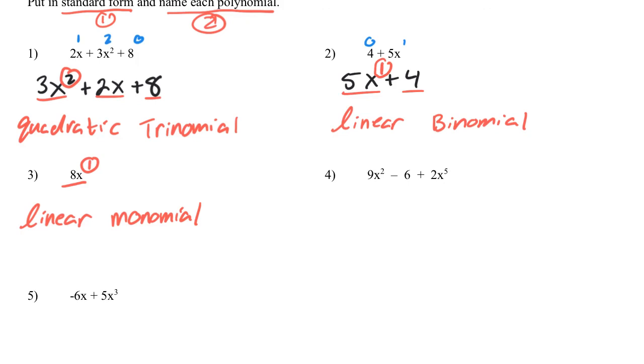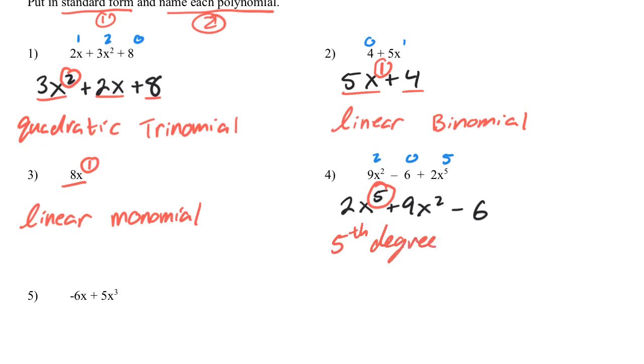All right, continuing on. Number 4, we got to put this in standard form. Got an exponent of 2, 0, 5 for our variables there. So let's put those from greatest to least. 2x to the 5th plus 9x squared minus 6. And now we can name it. So this is a 5th degree, and we don't have a special name, so we just call it a 5th degree. And we have 1, 2, 3, so it's a trinomial.